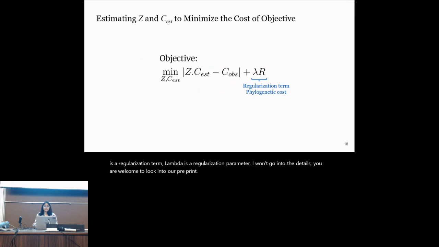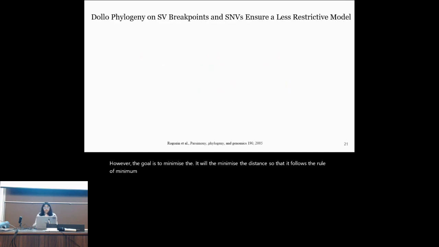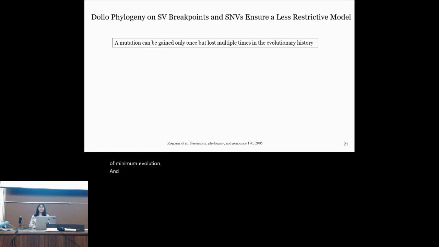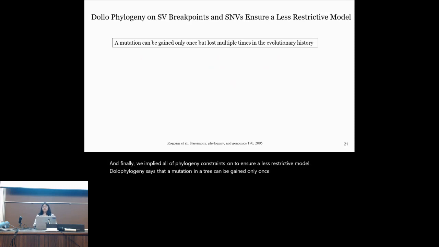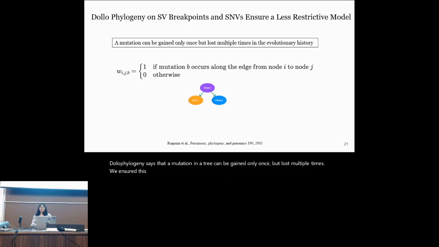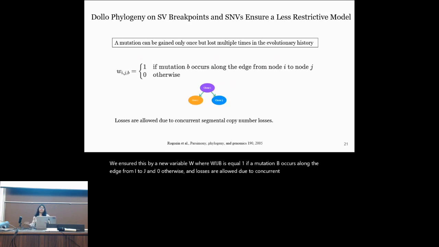However, the goal is to minimize the distance so that it follows the rule of minimum evolution. And finally, we apply Dollo phylogeny constraints to ensure a less restrictive model. Dollo phylogeny says that a mutation in a tree can be gained only once but lost multiple times. We ensure this by a new variable w, where w_ij is equal to 1 if a mutation b occurs along the edge from i to j and 0 otherwise. And losses are allowed due to concurrent segmental copy number changes.